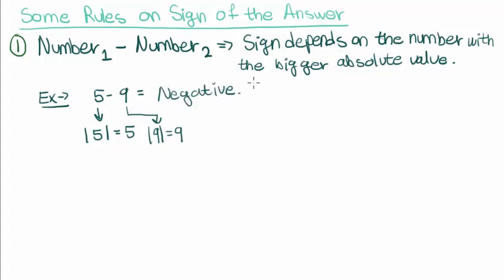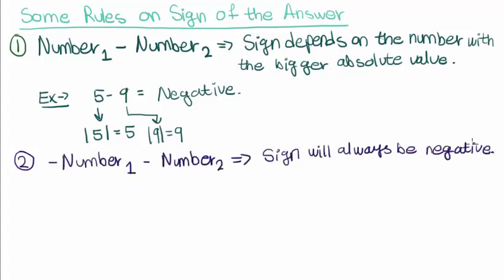Now let's move on to the second rule. This rule tells me that if I have a negative number, and from that number I'm subtracting another positive number, then the answer's sign will always be negative. Now let's do an example of this scenario. Let's say I have something like -5, and from that number I'm subtracting +4.